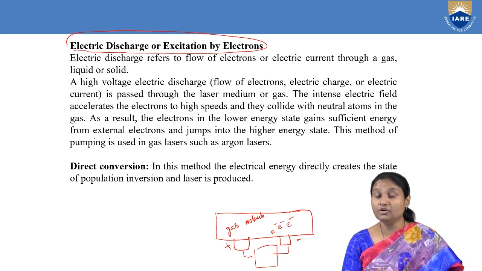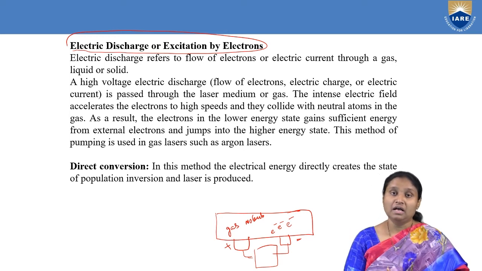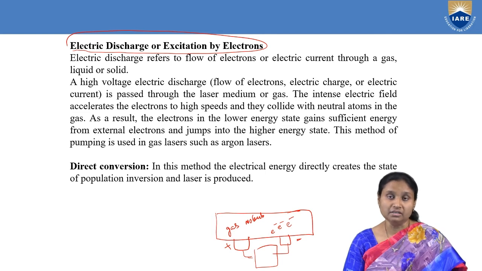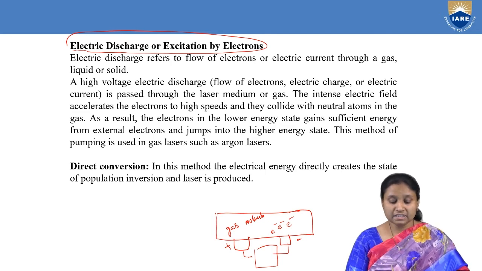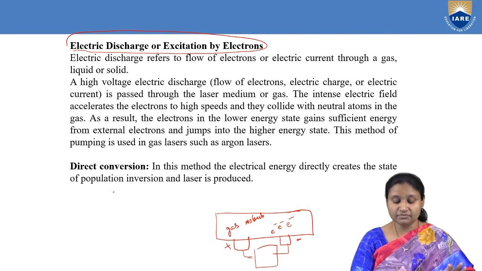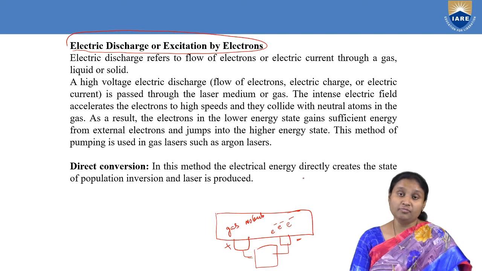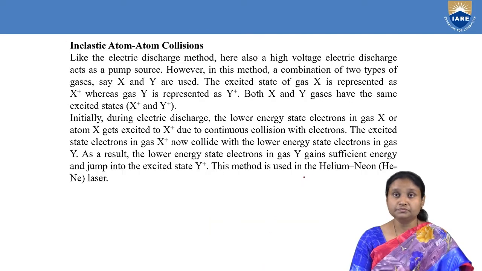So this is another way of sending atoms from lower state to higher state. Here we are taking help of highly accelerated electrons, which will come because of electric discharge. Then next, we have our direct conversion. Here we are making use of our electrical energy directly in order to achieve the state of population inversion.